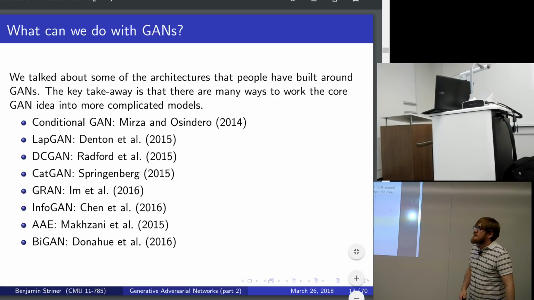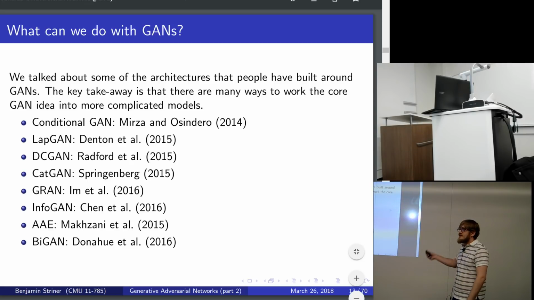All of these are more complicated versions, like you give it labels, it gives you images that look like those labels. That's the first example, conditional GAN. Or there's a categorical GAN, which allows you to do clustering based on GANs. There are BiGANs, which allow you to train encoders and decoders.